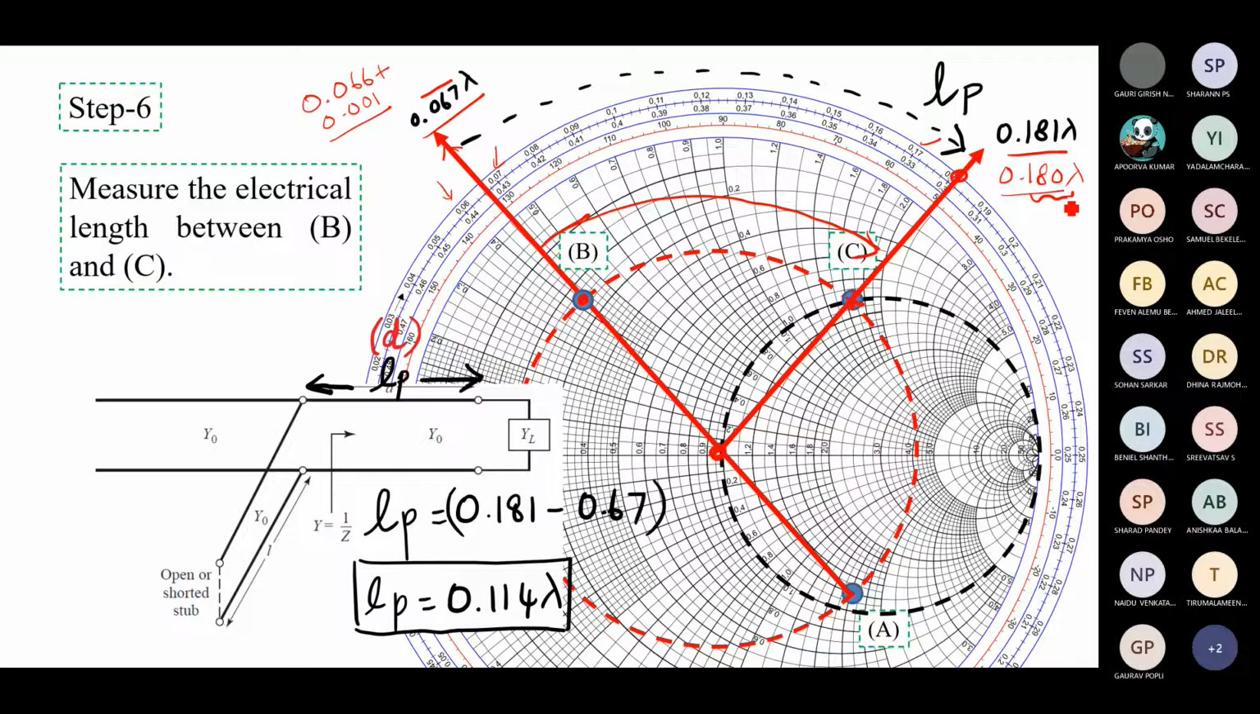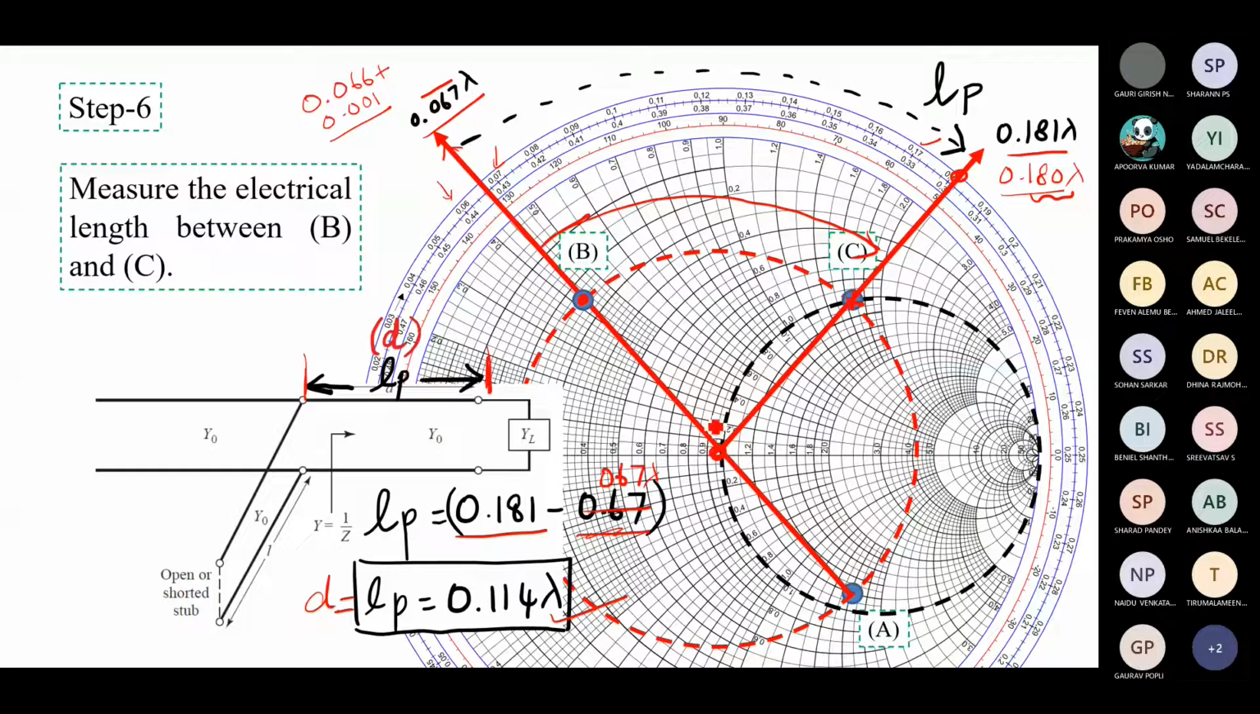Now we have to find the difference between them. So take the value 0.181 and subtract 0.067 lambda. When you find the difference, you will get the length. This is nothing but the D, the position of the stub from the load, or the distance D, like that it is called. So we got the value.